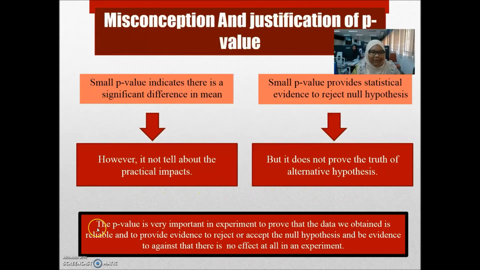As a conclusion, the p-value is very important in an experiment to prove that the data we obtain is reliable, and it provides evidence to reject or accept the null hypothesis, and can become evidence against the claim that there is no effect at all in an experiment. So the p-value remains an important tool in analyzing experimental results.